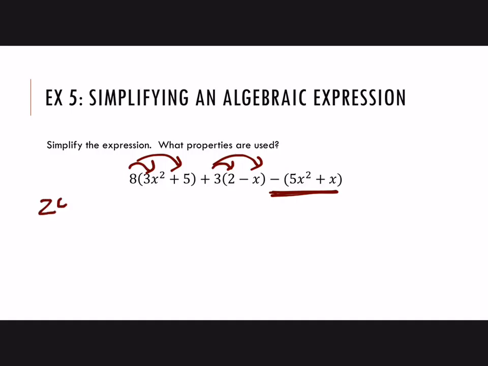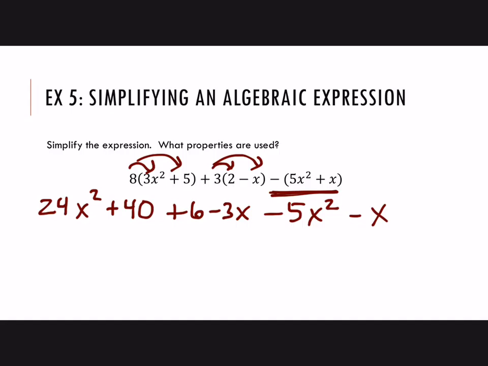Okay, so that's going to look like 24x squared plus 40 plus 6 minus 3x, then minus 5x squared minus x. Okay, and then I can combine the x squared terms. Those are like terms. And that's 19x squared. Okay, and then the x terms, negative 3x and negative x. That's like negative 1x. All right, so that's minus 4x. And then finally 40 and 6 is plus 46.